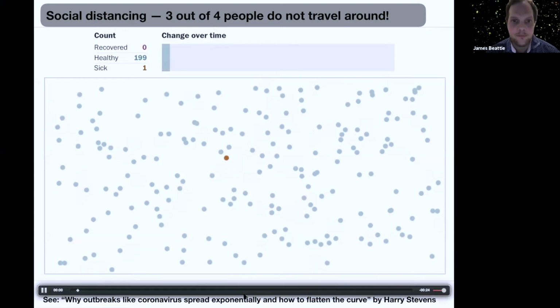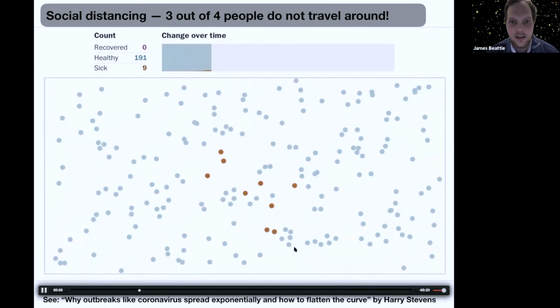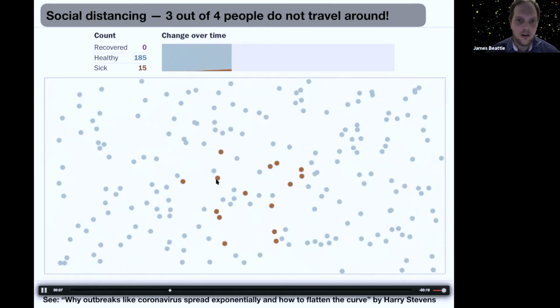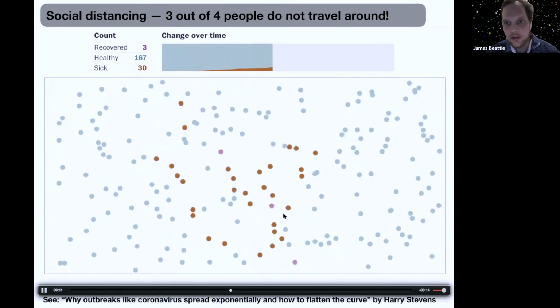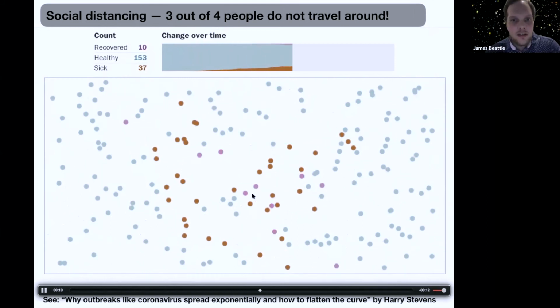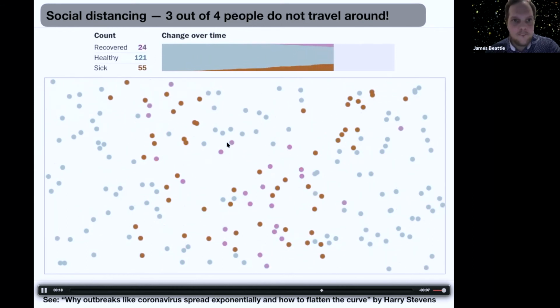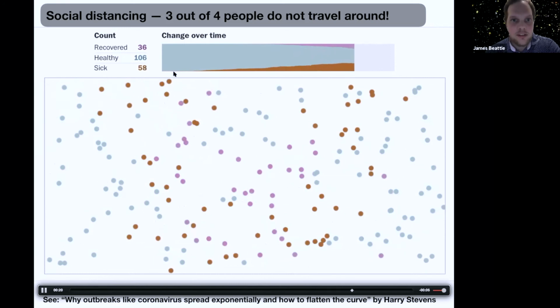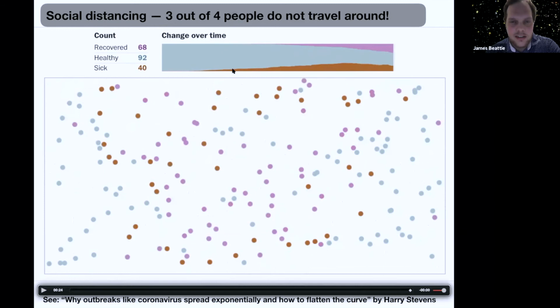So you're going to see 3 out of the 4 people just staying completely still while just a few people travel around. Okay, so already you can see that the disease, these orange sick people, is just spreading much, much more slowly. And we're getting some recovery as well. After a long amount of time, you can see that this curve really is very flat now. The amount of people getting the sickness has really tapered off. There's no really strong peak like we saw in the first simulation.